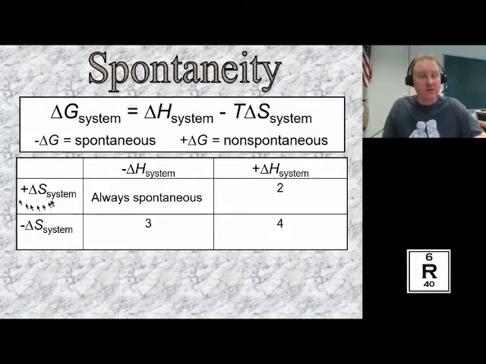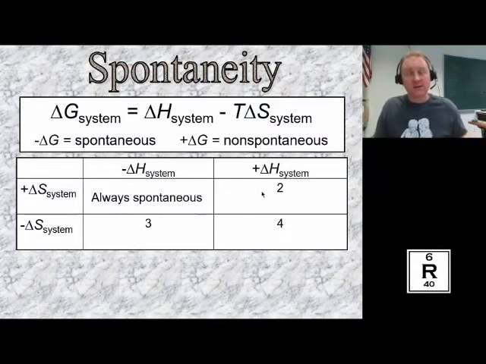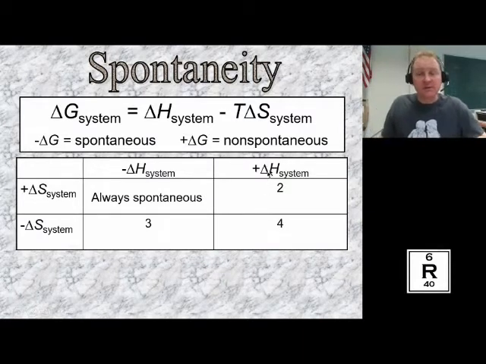Let's take a look here. We are still increasing entropy, but in this situation, we have an endothermic reaction.